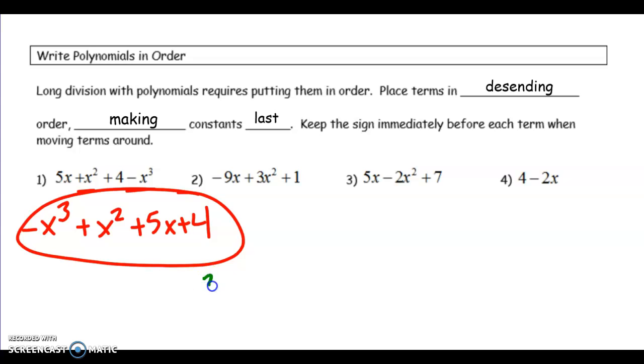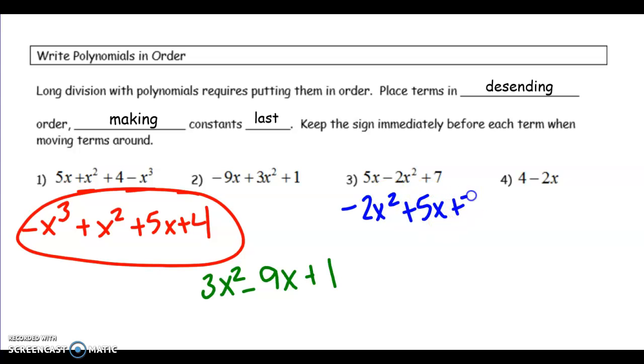On the next one, I get 3x squared minus 9x plus 1. On the next one, I have a negative 2x squared plus 5x plus 7. And you get the idea. Last one is going to be a negative 2x plus 4. They have to go in order.